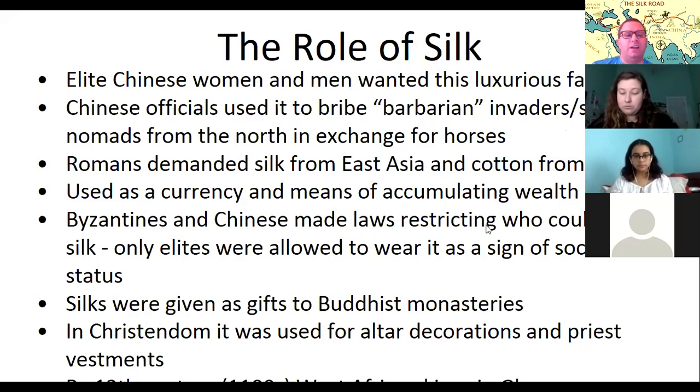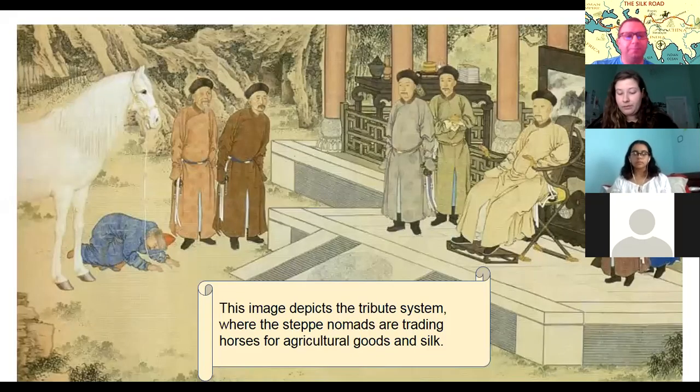And then eventually, by the 1100s, we even see it sprouting up in Western Africa, where those kings begin to wear silk once again as a means of showing their social role or their social status. Okay, silk was again also used as a trade good in the tribute system. Okay, and so what you have here is you have these nomads off to the left. Okay, and they are getting ready to trade a horse, okay, in exchange for silk, okay, and for other farming goods.